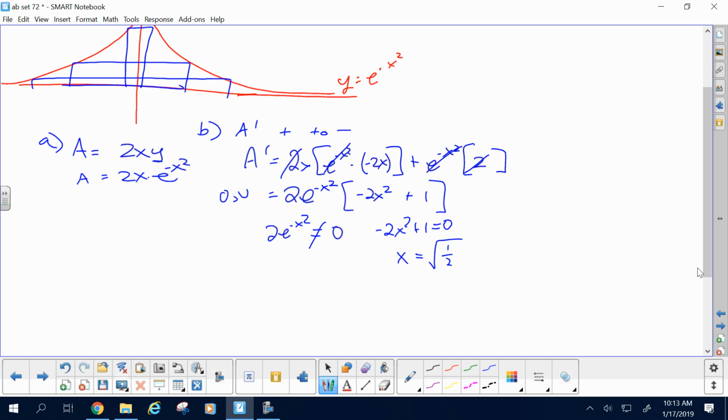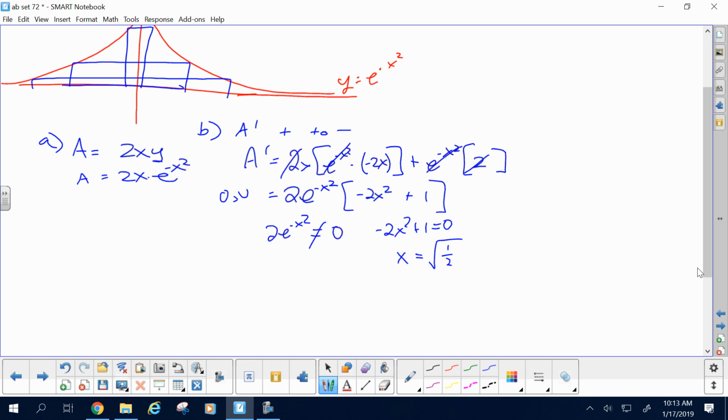That is a positive to negative case. When x is small, this would be positive. This is always positive. And when x is large, this would be negative. So that is a max. I don't require on an optimization problem that you show the sign test, but it's just good math to make sure that's right. It is. Pretty cool.